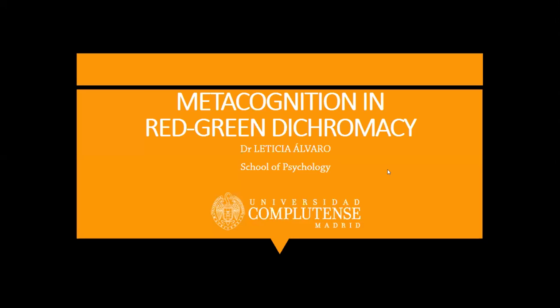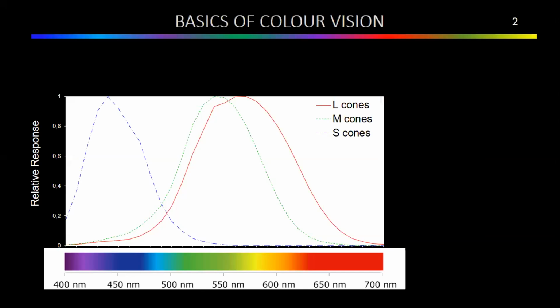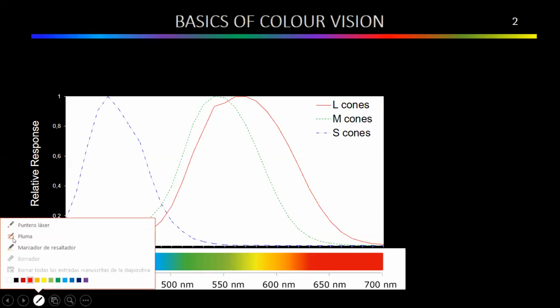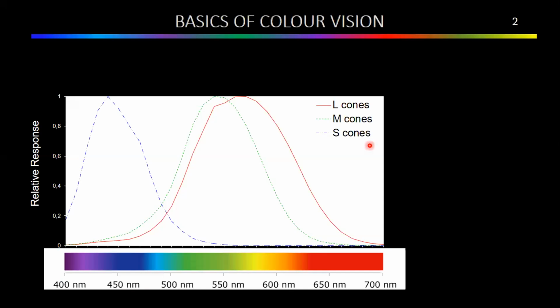Okay, so thanks, Jenny. Today I'm gonna talk about metacognition in red-green dichromacy. So let's start with some basics about color vision. As most of us here know, color vision is based on three types of cones, the L cones, M cones, and S cones, that respond differently to different parts of the spectrum.